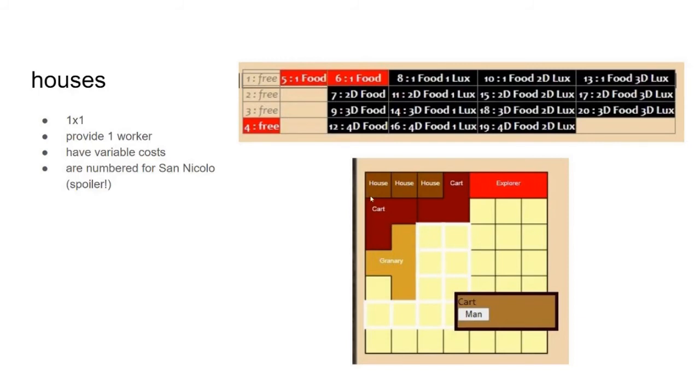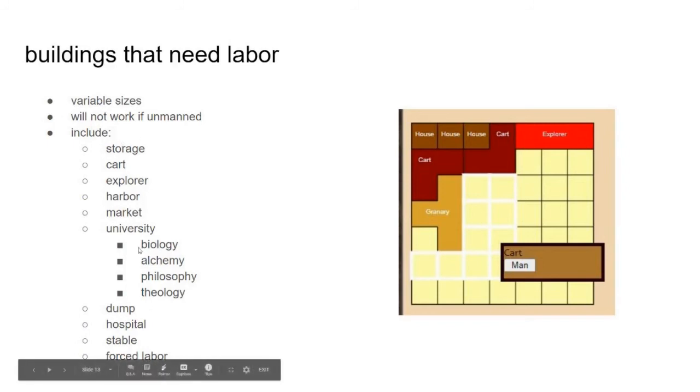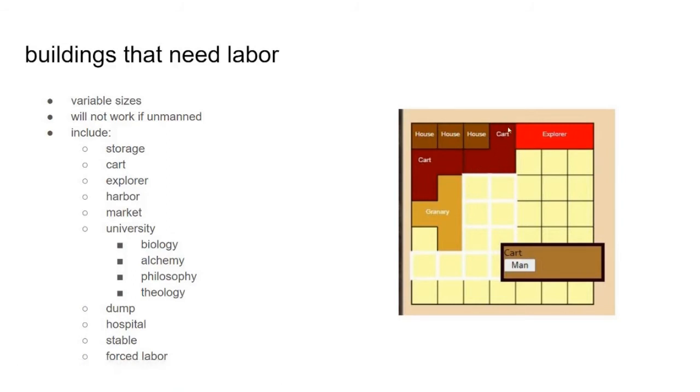Now, each house provides 1 worker. Some of your buildings need to have an employee, need to have labor in them. Some buildings don't. So let's talk about the type of building that needs labor. These buildings are variable sizes, and they will not work if they are not manned. They include all of these different types of buildings. If they do not currently have a worker in them, they're this dark red. If they do have a worker in them, they're bright red.